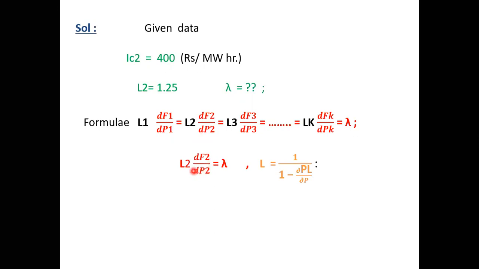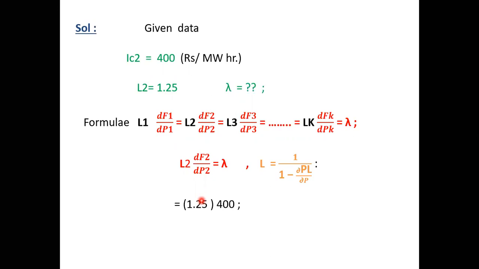So that's why we consider L2 into dF2 by dP2 is equal to lambda. And we know how to write the L2 value. But here, there is no need to use this formula, because if you observe the given data, we can get the L2 value directly from the given data. And similarly, dF2 by dP2 is nothing but the incremental cost curve. So that value we can also get directly from the given data. So substitute these two and tell me the lambda value. This is nothing but a simple substitution. Find out the lambda value.